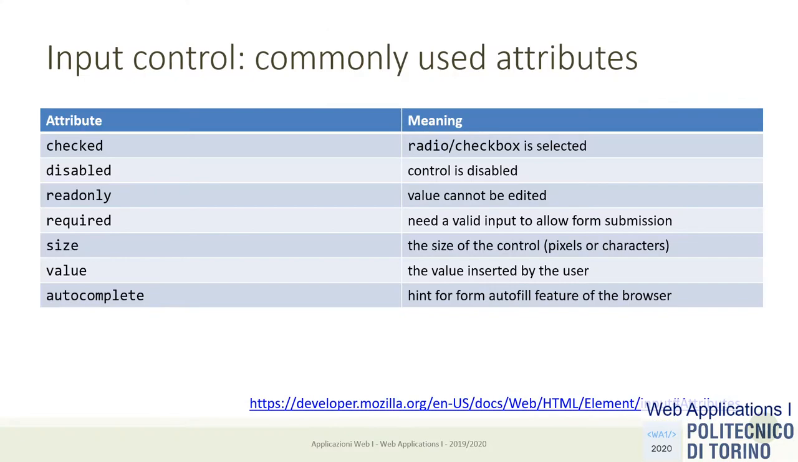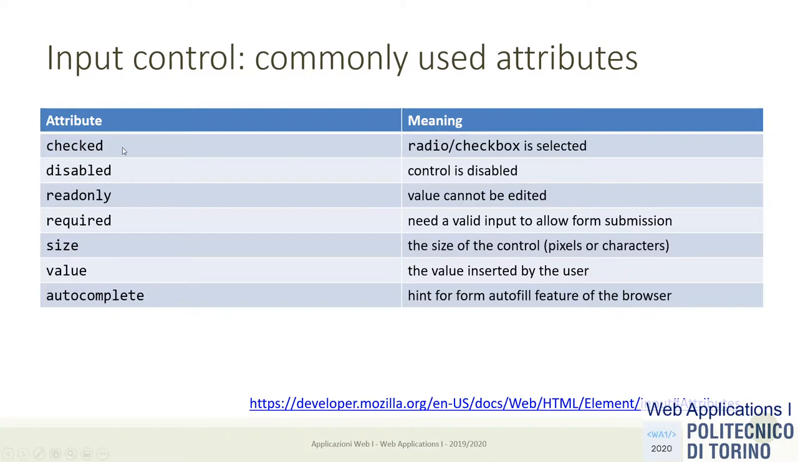And on all these input elements, we have some attributes that are commonly used. So, for example, only on radio buttons or checkboxes, we have the checked attribute. The checked attribute is used for specifying which checkbox is selected or not. So it's called checked, not selected, and which radio button is active over a group of radio buttons. And in this case, it would be only one of them, because radio buttons should be mutually exclusive. We may have a disabled attribute.